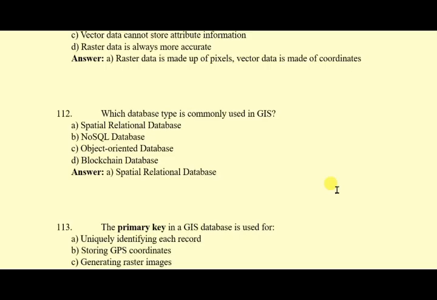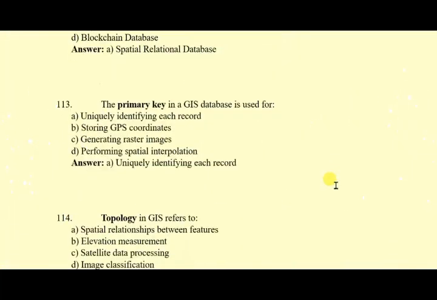Question 112. Which database type is commonly used in GIS? Spatial relational database, NoSQL database, object-oriented database, blockchain database. The right answer is spatial relational database.